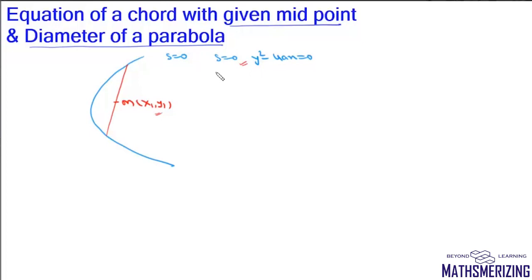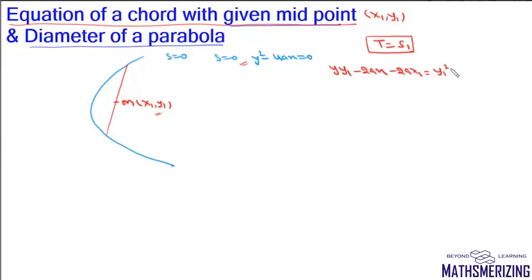Now with the given equation and the given midpoint of the chord, we can write the equation of this chord. The equation of a chord with a given midpoint (x1, y1) is given by T equals S1. In previous videos, we have already discussed how to find T and how to write S1. So T will be y y1 minus 2a(x plus x1), and S1 is y1 square minus 4ax1. So the equation of the chord whose midpoint is (x1, y1) is given by T equals S1.